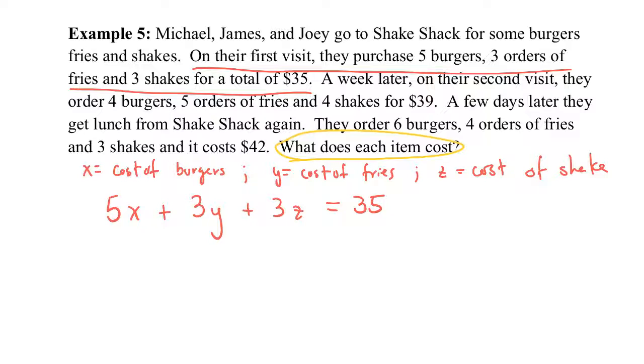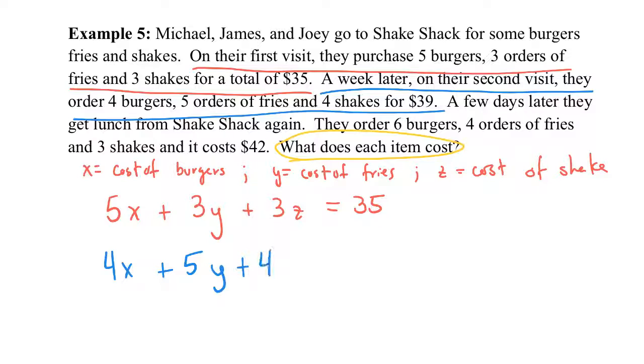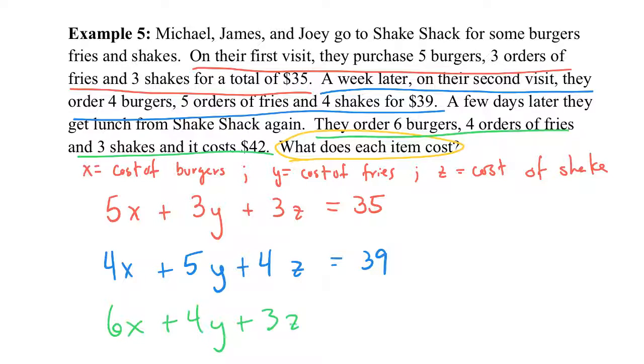How about in blue? A week later on their second visit, what equation can I write from that? Gus? 4x plus 5y plus 4z equals 39. So 4 burgers, 5 fries, and 4 shakes is $39. And finally, on the last day, they go burger happy. 6 burgers, 4 fries, and 3 shakes.